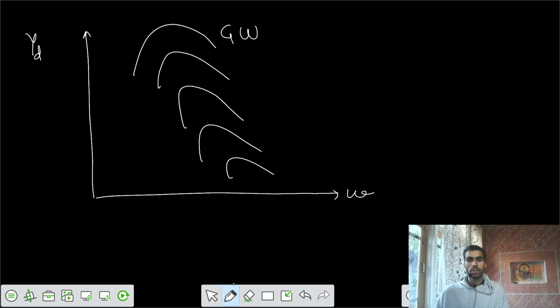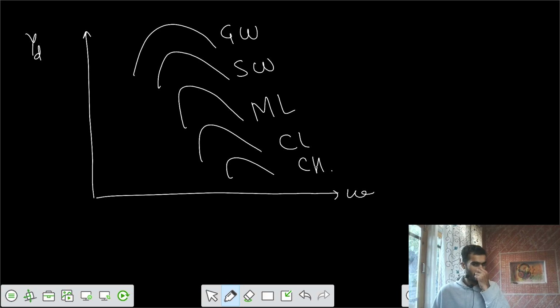We say that the first one is your well-graded gravel. After that we can have well-graded sand. We can have silty, low compressible silt. After that we can take CL and CH. Okay. Now we can have a few conclusions from this curve.